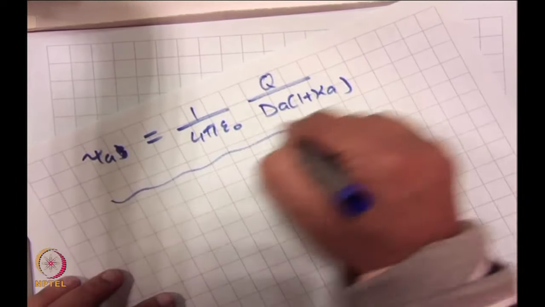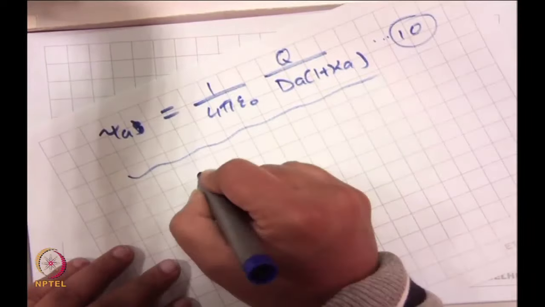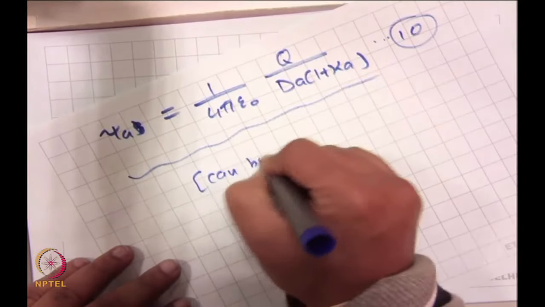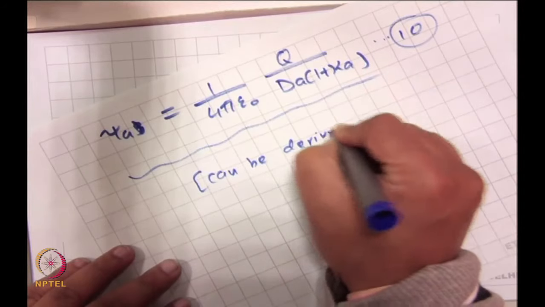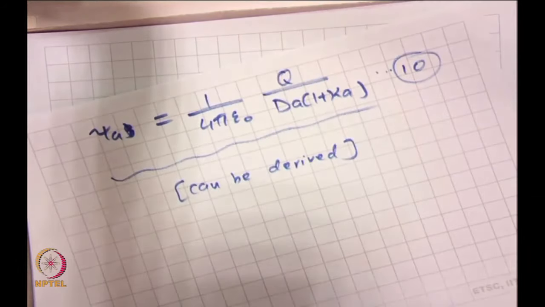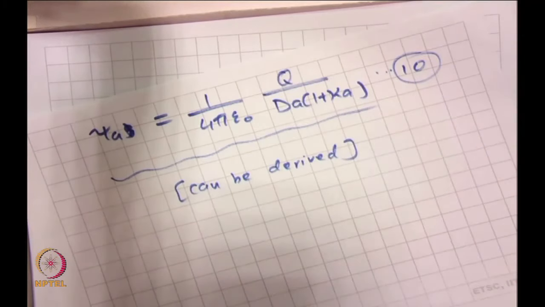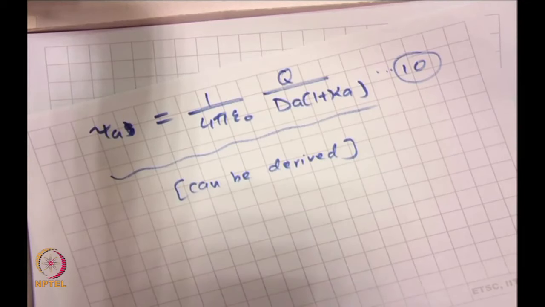So, this is an expression for psi of A, say this is equation 10, which can be derived. It is not a problem, but we will not derive it here. What is Q, guys, do you think? Q is the charge on the protein. We are talking about a uniform charge now.